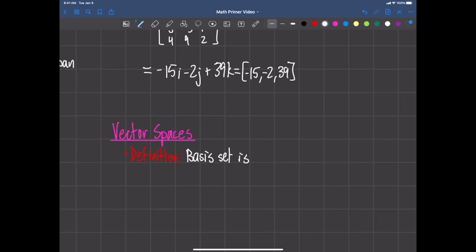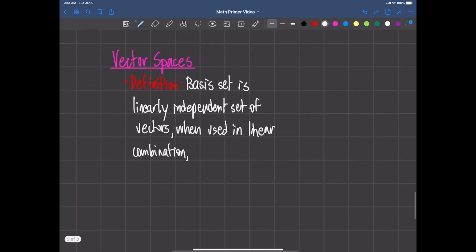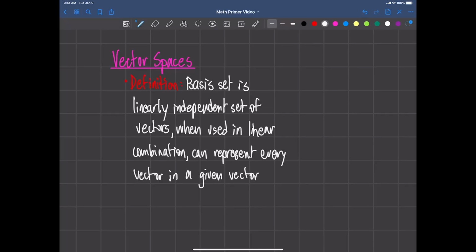Again, a basis set is a linearly independent set of vectors that, when used in linear combination, can represent every vector in a given vector space.